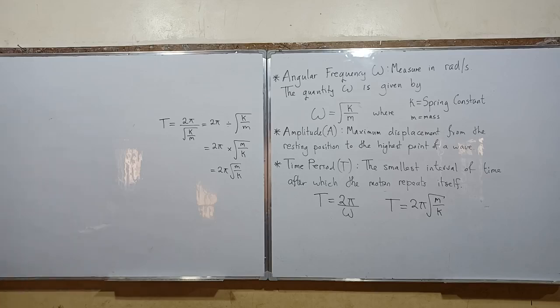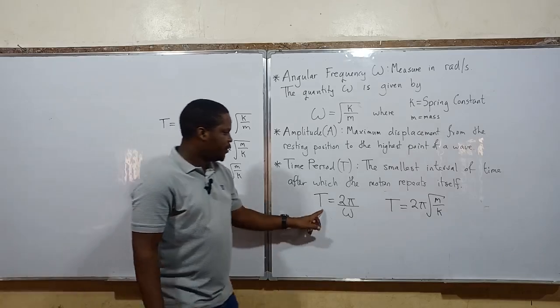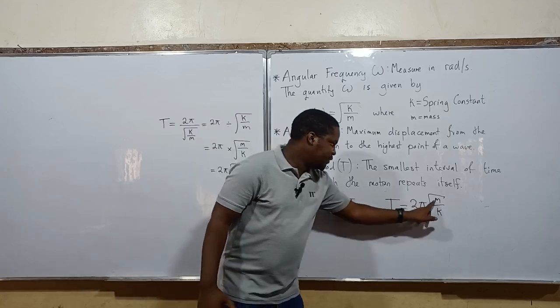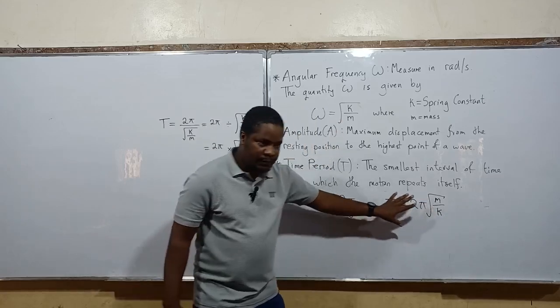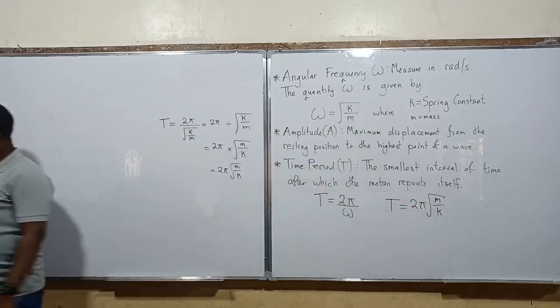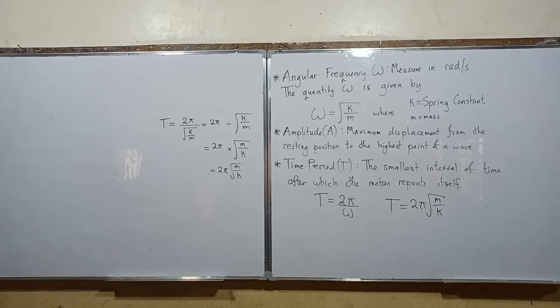So don't get confused. So why are we doing all this? The idea here is that if you're finding the period and you have been given omega, you go ahead and find it. But if you don't have omega, you have the mass and the spring constant, and you have to use this. So don't confuse this square root and this square root. I hope you get what the difference is between the two.